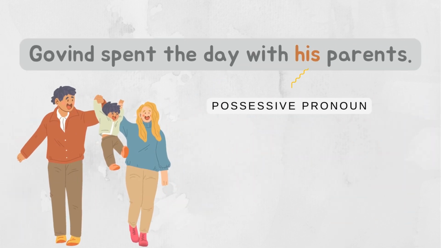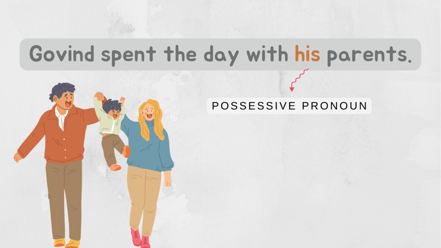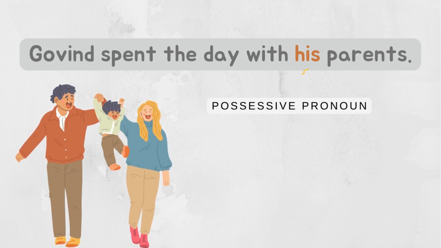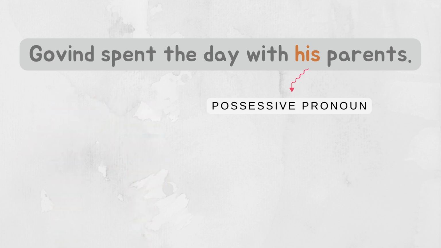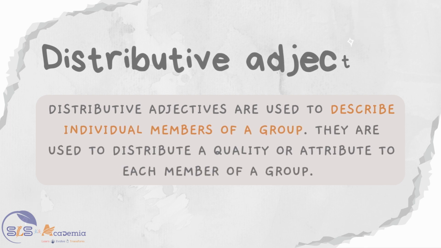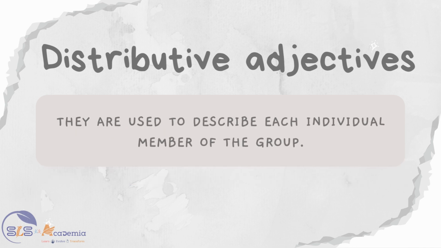In the sentence, "Govind spent the day with his parents," the word "his" is the possessive adjective as it is modifying the noun parents. The next type of adjective that we will be learning is distributive adjective. Distributive adjectives are used to describe individual members of a group. They are used to distribute a quality or attribute to each member of a group. Distributive adjectives are often used with plural nouns and they are used to describe each individual member of the group.